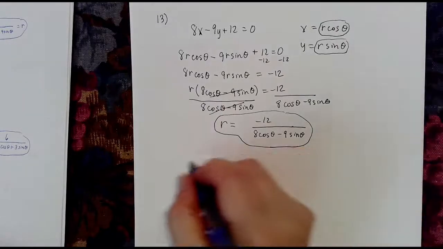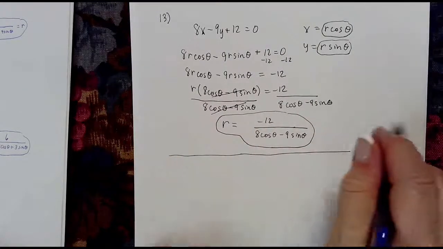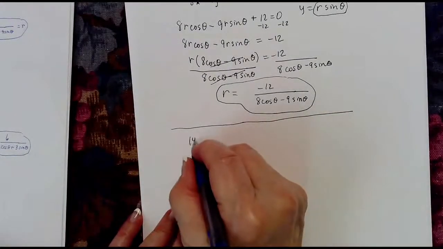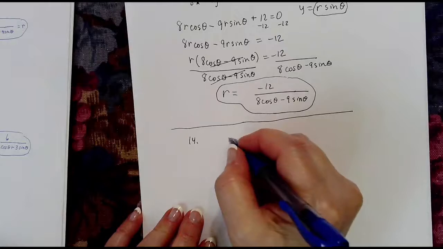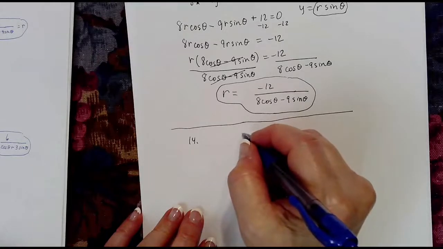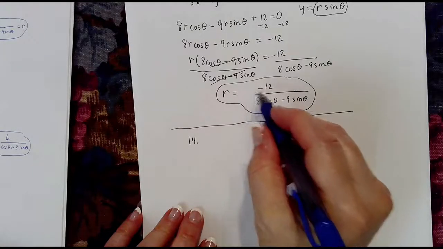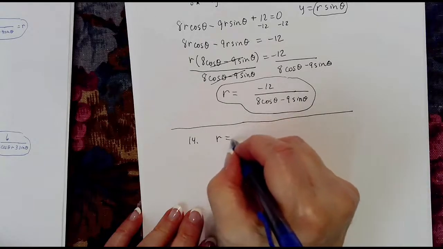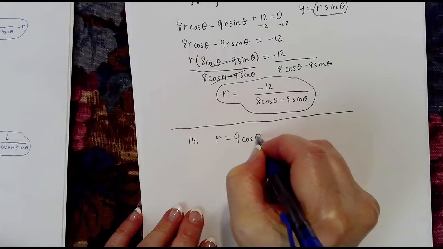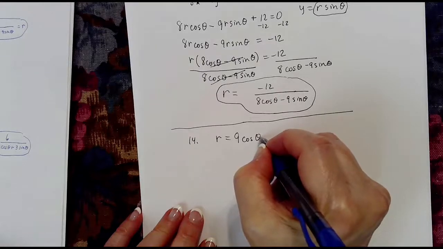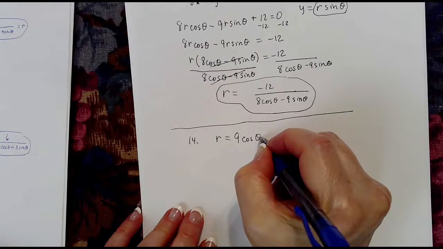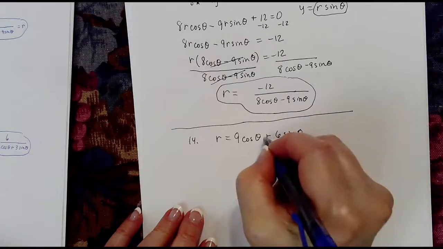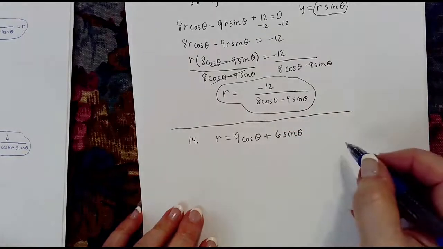All right, next one is 14. Now, on number 14, they're asking you to convert from polar to rectangular now. So the first one was rectangular to polar. Now we're going polar to rectangular. So they give us r equals 9 cosine theta, and then they give us plus 6 sine theta. Okay, so that's the one that's given to you.